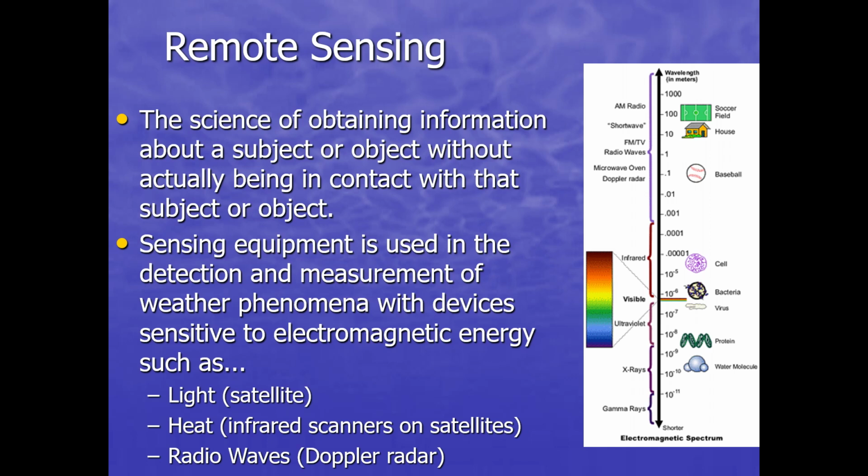Some remote sensing is active, meaning it sends out electromagnetic pulses. So things like radar are electromagnetic active remote sensing platforms. Others are passive. So they essentially listen or wait to try to receive electromagnetic energy from some other source. Satellites are generally passive remote sensors, and I'll show you what those look like in just a second.